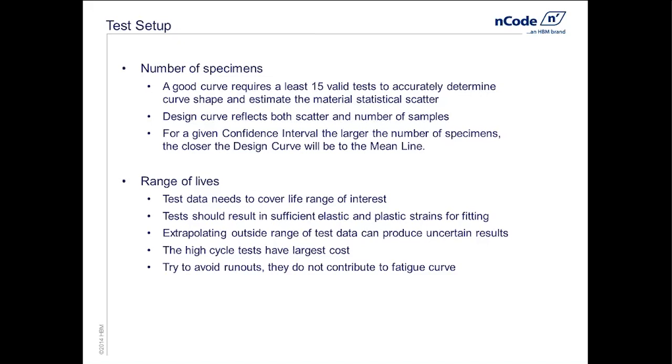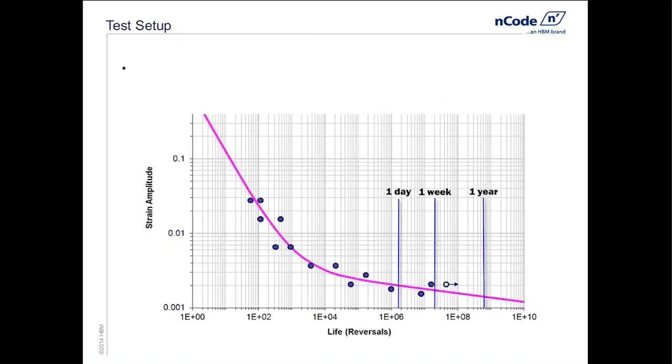Keeping in note with that, we want to try to avoid runouts. A runout is a test where we shut down the machine without failure, and we've done that after we've hit a predetermined boundary life, maybe 10 million cycles, 20 million cycles, something like that, where we basically say at that point we're no longer interested in the data. One issue with that is that's a very long test. Two, that data point is not used in the determination of the fatigue curve, so it's a wasted data point. So minimizing runouts when we set up the test will give us the most efficient generation of a curve.